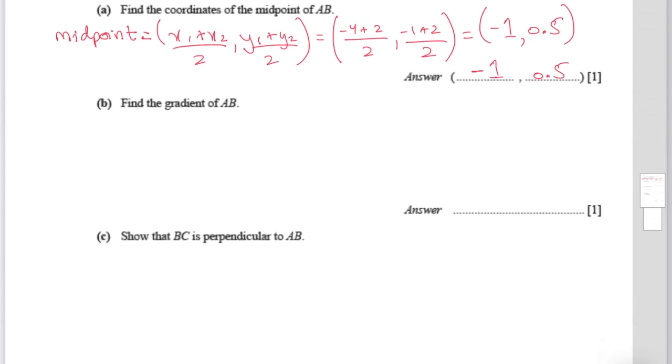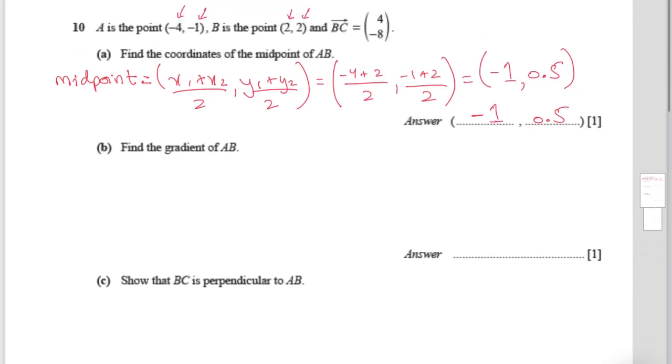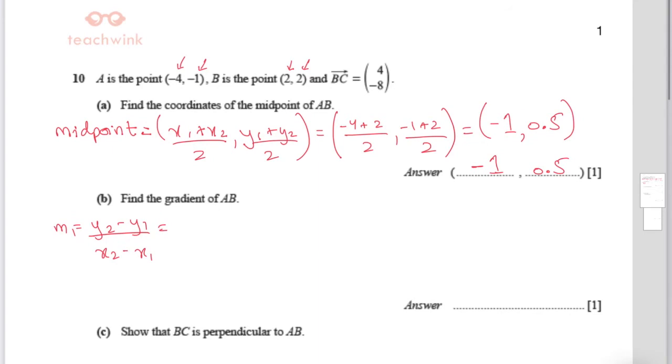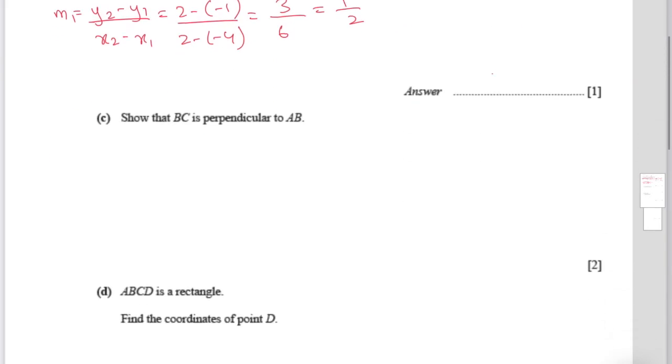The next part says find the gradient of AB. How do we find the gradient of AB? We use the formula for the gradient, let's call this M1 for the gradient of AB, which is (y2 - y1) over (x2 - x1). Y2 is this value and y1 is this value, so we write these first. 2 minus -1 over x2 is this value and x1 is this value. So we do 2 minus -4. This gives us 3 over 6, which simplifies to 1 over 2, which is the gradient of AB.